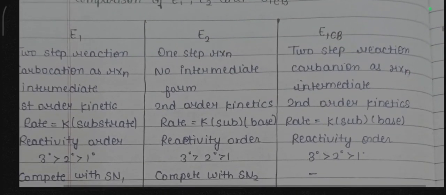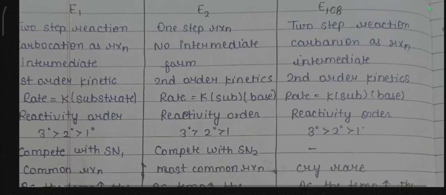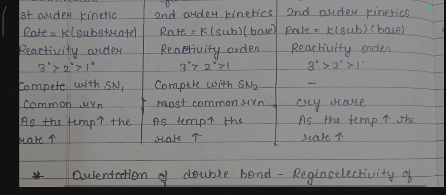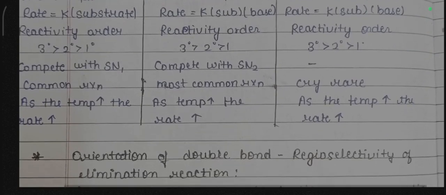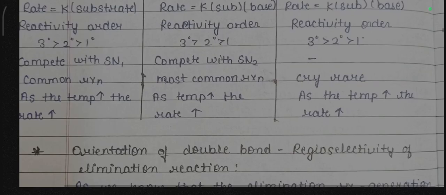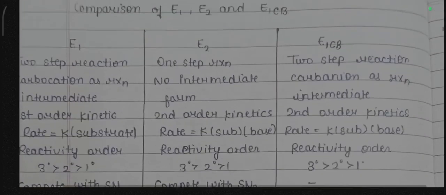E2 reaction. This is a one-step reaction, no intermediate is formed. This is second order kinetics. Rate equals k[substrate][base]. Reactivity order: tertiary greater than secondary greater than primary. Competes with SN2. These are the most common reactions. As the temperature increases, the rate also increases.